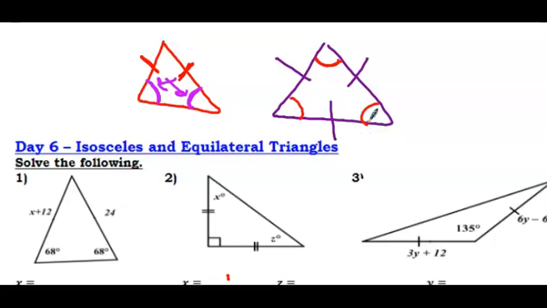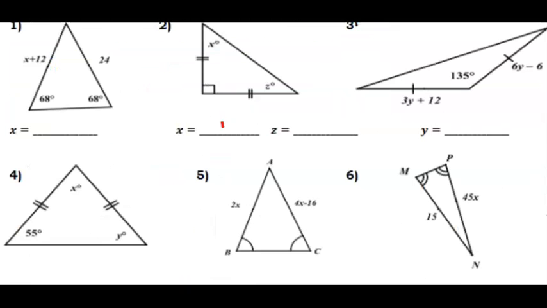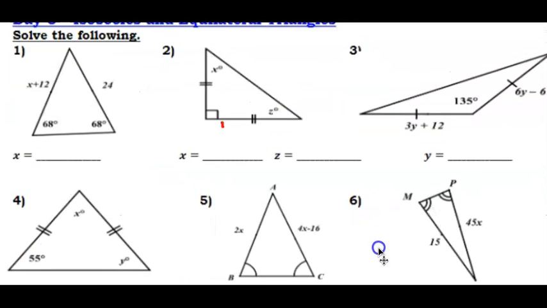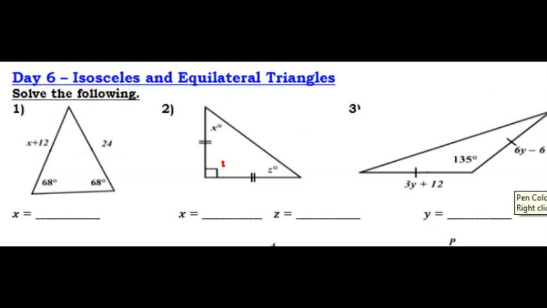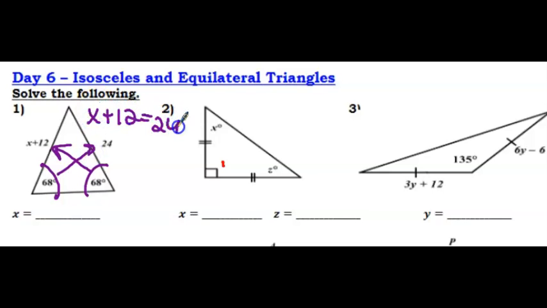Okay, so let's try number 1. So we can prove things based on that information that we were given. So number 1, there's 68 degrees and 68 degrees. Therefore, that means that these 2 sides are congruent. So I have x plus 12 equals 24. Subtract 12 from both sides, and x equals 12.